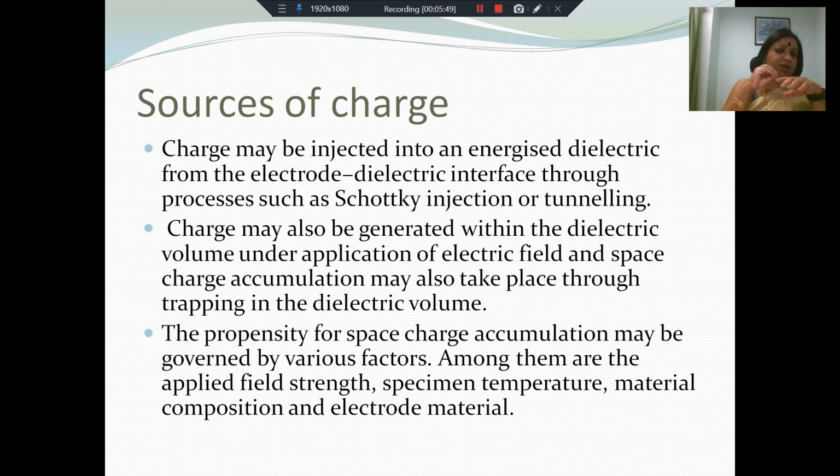Now, what determines how much space charge will accumulate? The propensity for space charge accumulation may be governed by various factors. It can depend upon the applied field strength, the specimen temperature, the material composition, the electrode material, the material condition. All these things can determine the amount of space charge that will be trapped. Because specimen temperature and field strength introduce energy into the system, and this energy can be used up by the particles for various purposes.